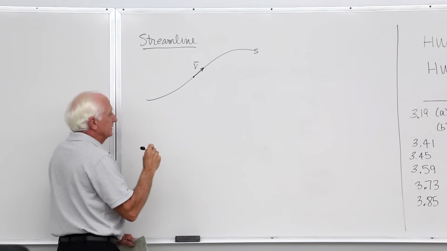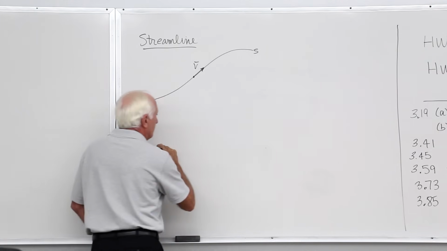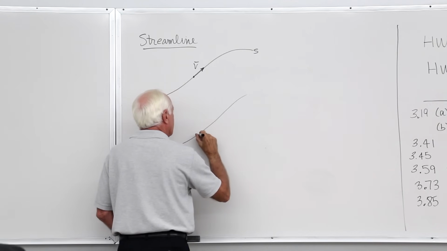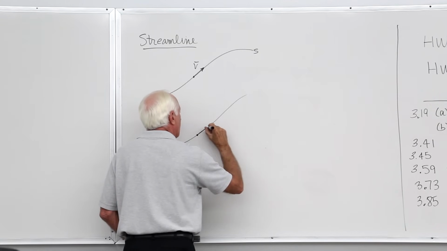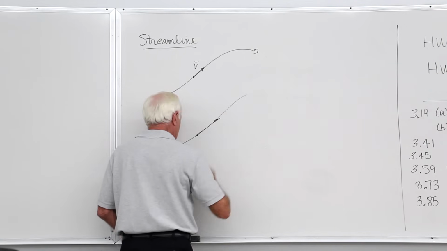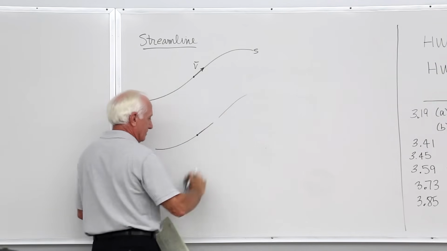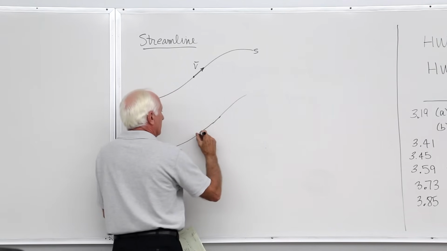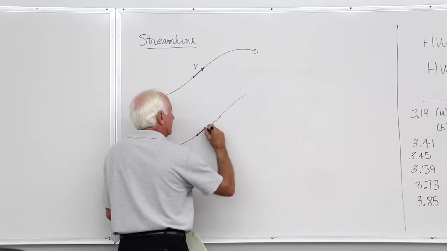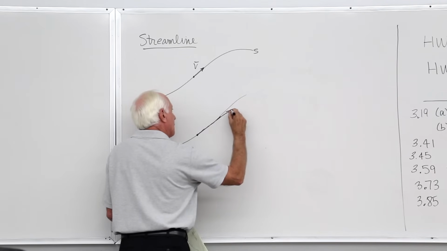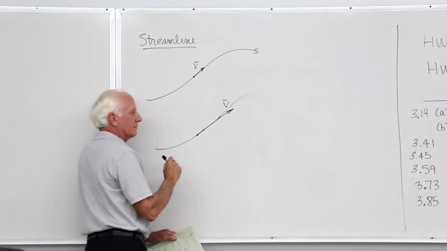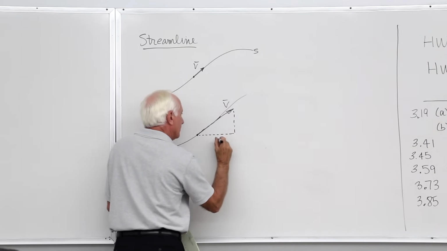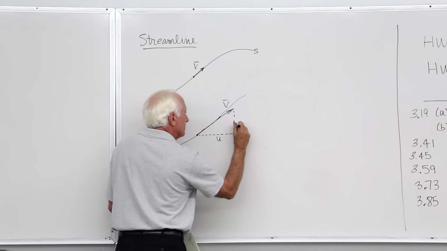Okay. I'm going to blow that up. Here's the velocity vector, V. Let's make it even bigger so I can show you more clearly. So here's the velocity vector V. Here's the x component of that velocity vector, U. Here's V.